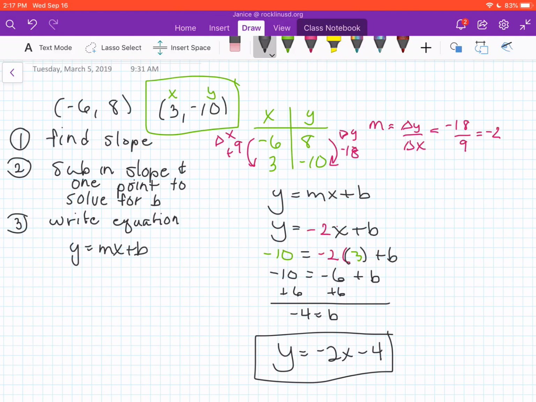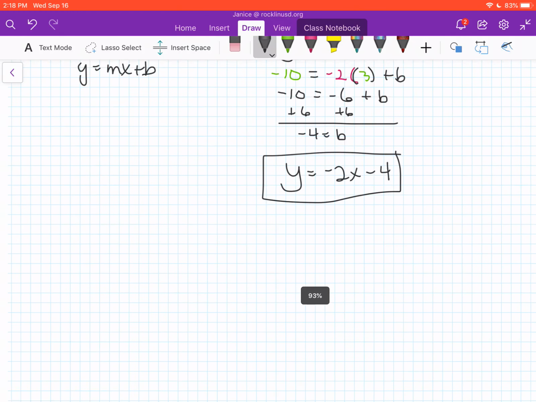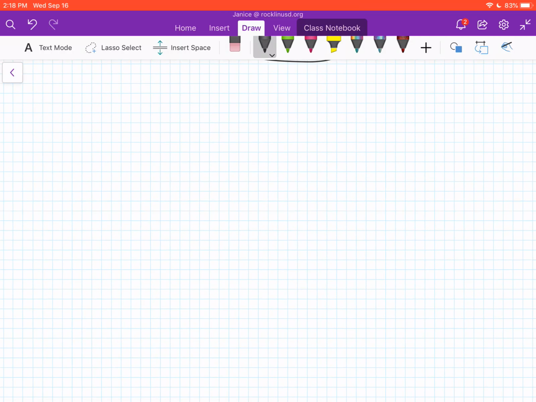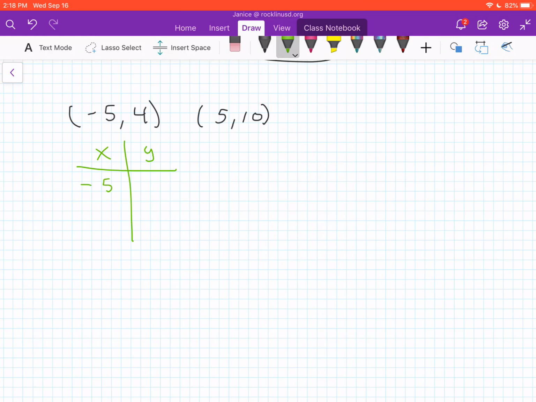Okay, so if I do that again with 2 different points, let's look at this example here. We're going to look at -5, 4, and my second point is going to be, find one that I like, and I like 5, 10. Okay, so step 1, remember, is to find our slope. So x, y, I got -5, 4, and then I have 5, 10.